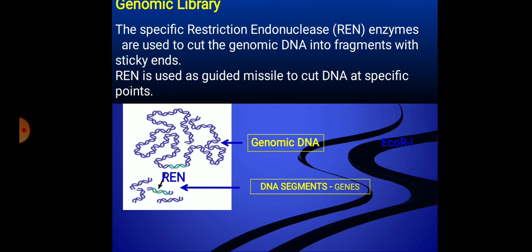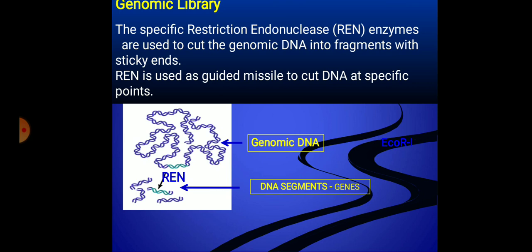The first step in the genomic library is isolation of the genome from the selected organism and purification of the genome. The second step is that genomic DNA is cut into fragments by partial restriction enzyme treatment, where the restriction endonuclease enzymes cut the DNA at every recognition site. DNA is cut into fragments randomly.